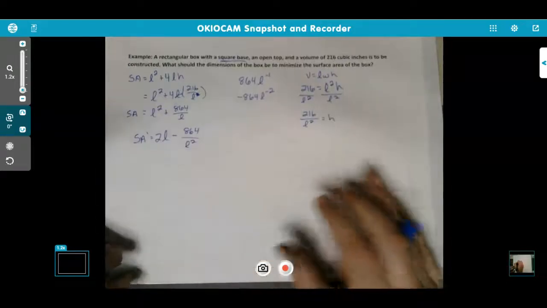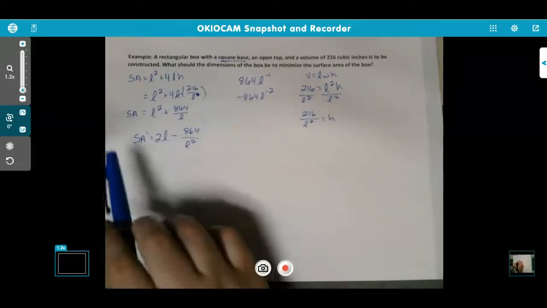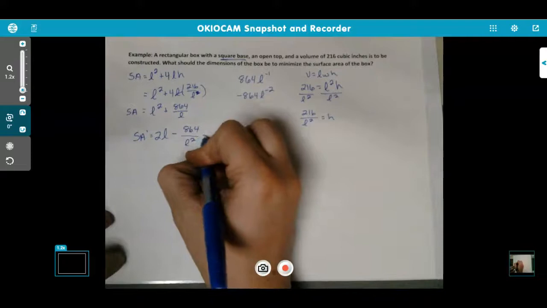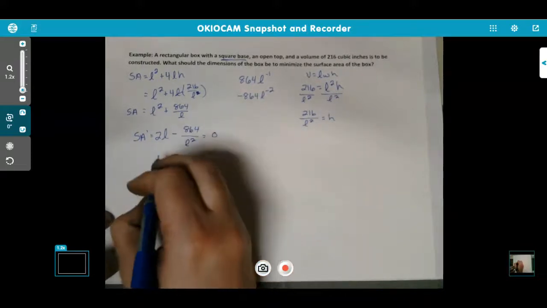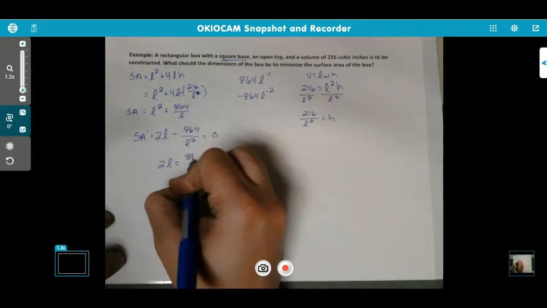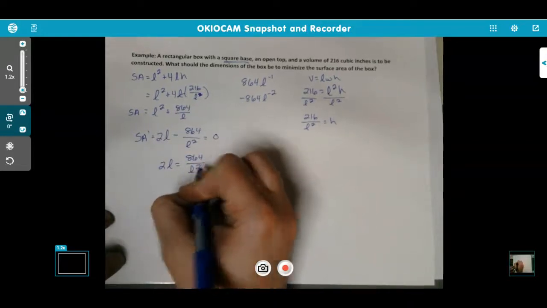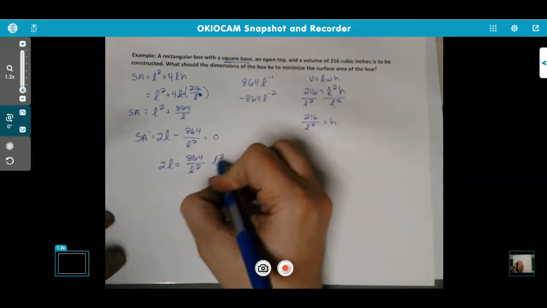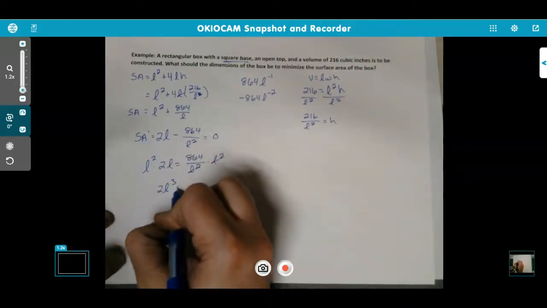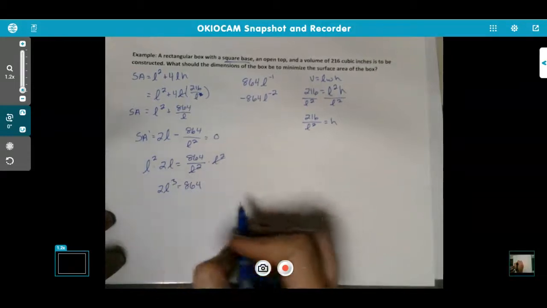So I am back. Okay, so what we have done is we just did SA prime, and so now I have to set that equal to 0 and solve it for L. So we're going to add 864 over L squared to both sides. I can multiply both sides by L squared to cancel it out over here. So that gives me 2L to the third equals 864.